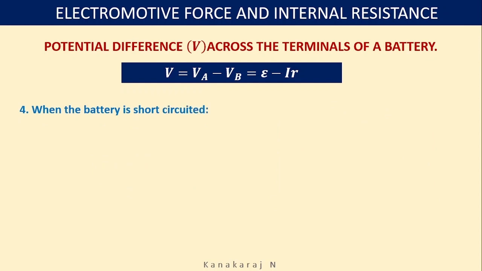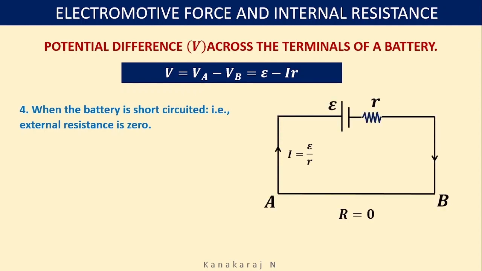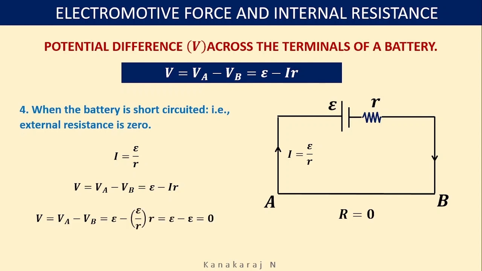When the battery is short circuit, that is, external resistance is 0, A and B are connected by a very good conductor, it gets short circuit. The current here, I equals epsilon by r. Let us go for the general formula. V equals VA minus VB equals epsilon minus Ir. Let us replace the current I by epsilon by small r. So we get V equals VA minus VB equals epsilon minus, in the place of I, written epsilon by r, times small r. So small r cancels, we get epsilon minus epsilon equals 0. So potential difference across A, B becomes 0.